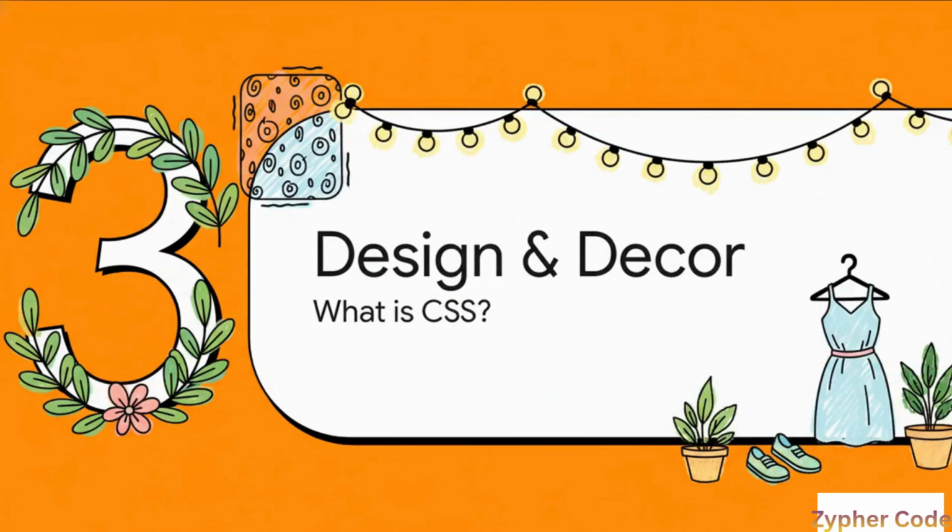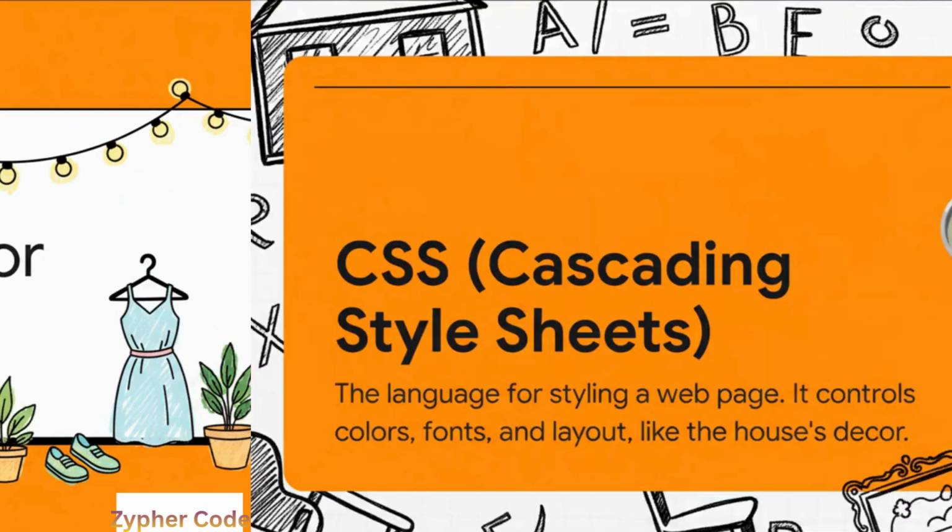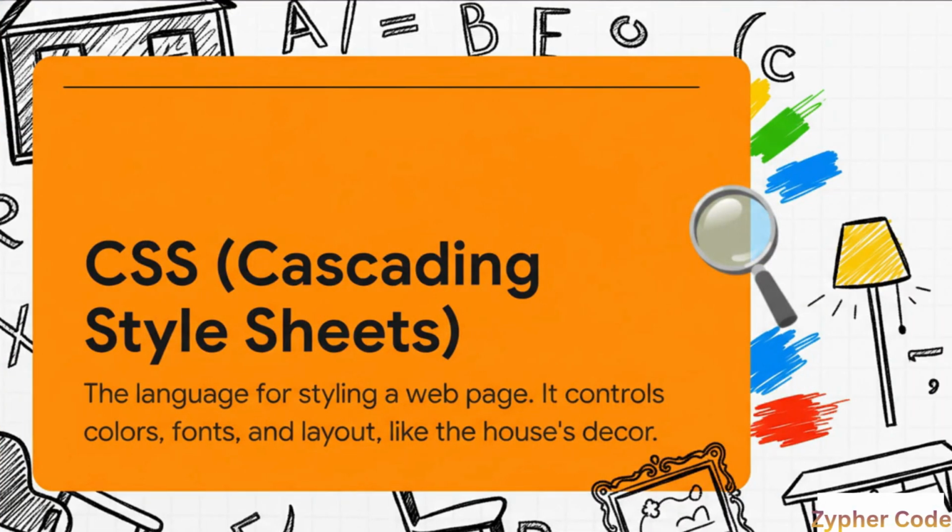Okay, so we have our frame up, our house has walls and rooms, but let's be honest, it's just a plain gray skeleton. It's not very inviting, is it? So how do we give it some style and personality? This is where CSS comes in. If HTML is the frame, you can think of CSS as the interior designer. It's the language that tells the browser what colors to use, what fonts the text should be, how to arrange everything on the page. It's the paint, the furniture, the lighting. It's everything that makes the house look good and turns it from a frame into a home.